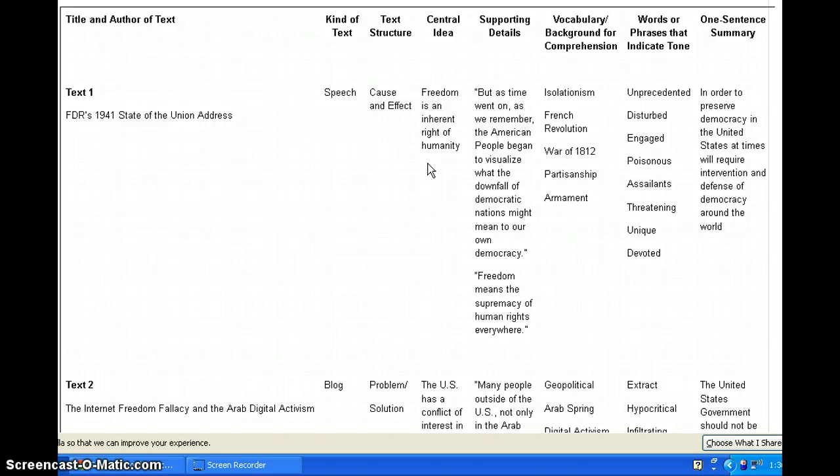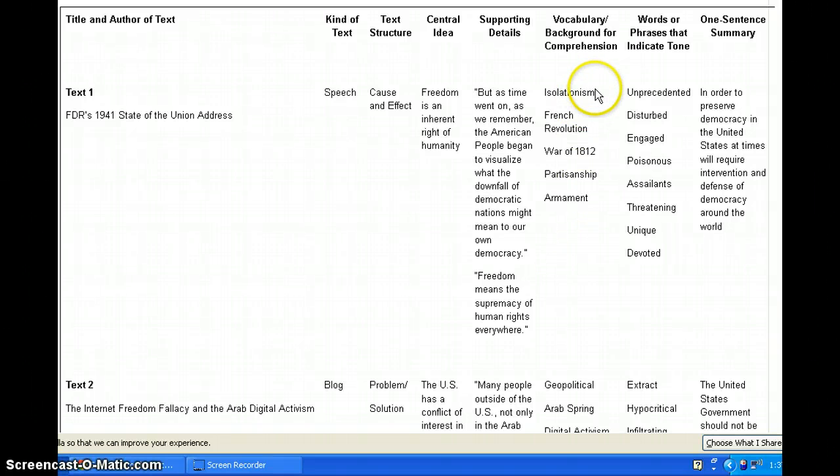If you want to look at it as the main idea of the entire passage, that would be what the central idea is. Remember that it's going to be of the entire text, not just a particular area we demonstrated in the videos. The supporting details, that's what tells us that this central idea is confirmed. And remember, we use the text itself to support that. So we have two quotes here: "As time went on, as we remember, the American people began to visualize what the downfall of democratic nations might mean to our own democracy." "Freedom means the supremacy of human rights everywhere." So those quotes support the central idea of freedom as an inherent right of humanity.